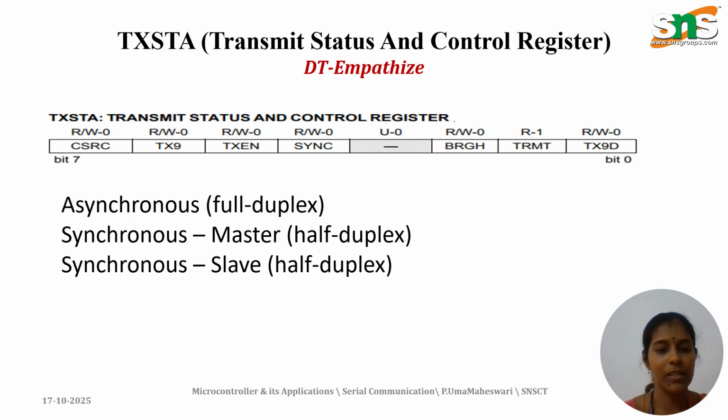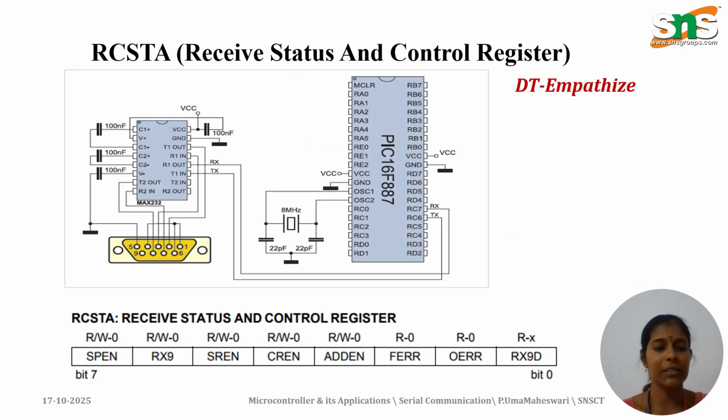The next one is the computer connection. Earlier, computers used RS-232 to connect to devices like modems, and it remains a fundamental method in various industrial applications. The next one is transmission. So far, we have seen the transmit, status, and control registers.